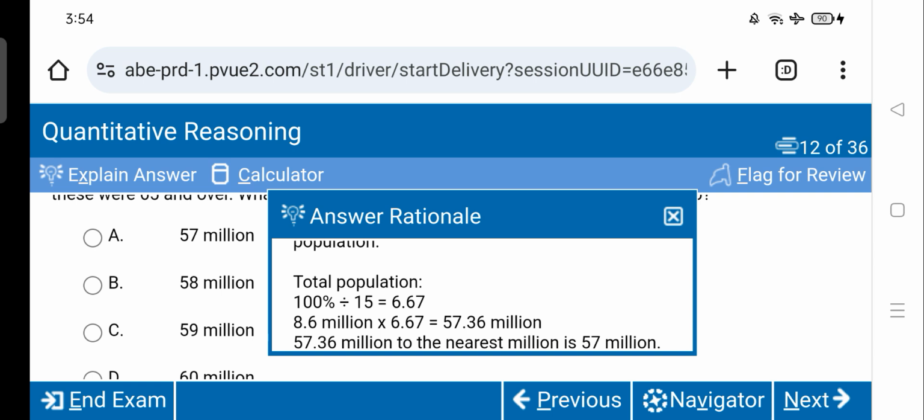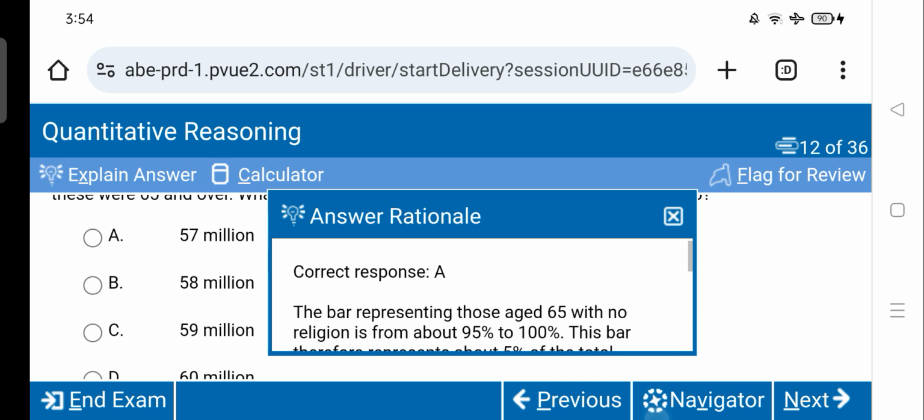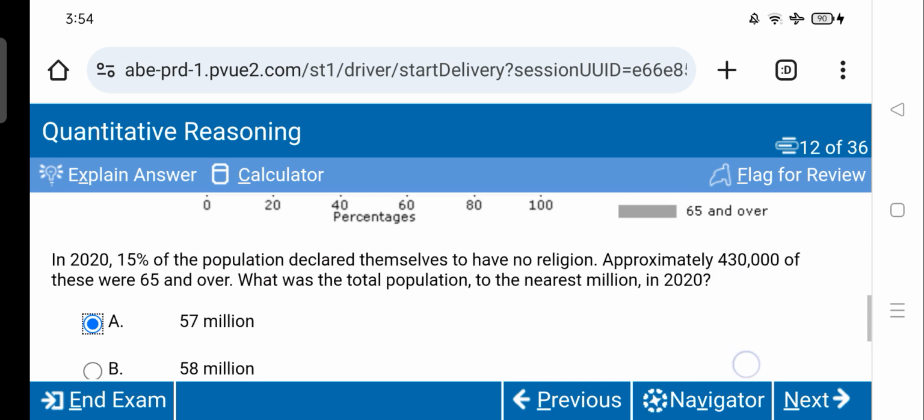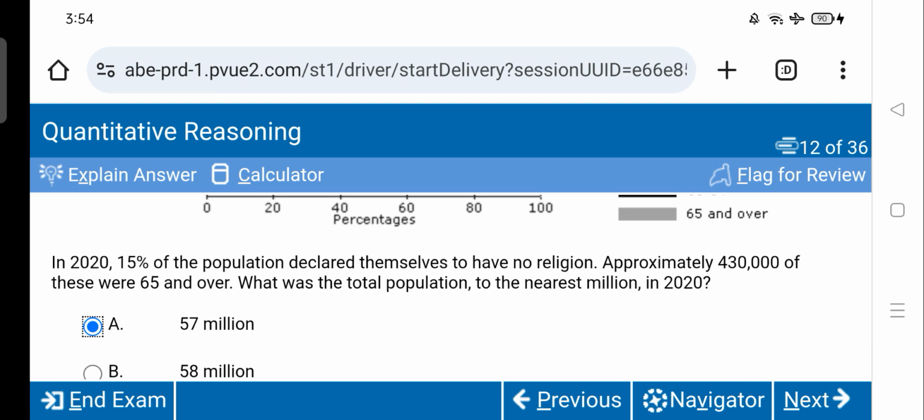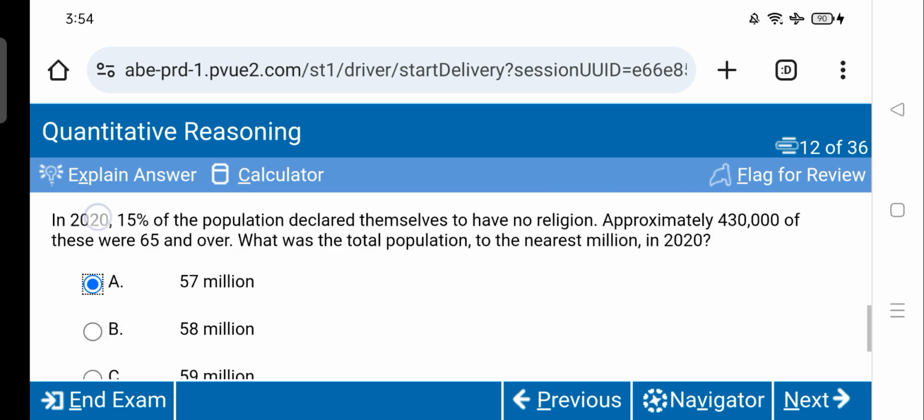So 57.36 million to the nearest million is 57 million. So that's how we have the correct response as option A. 57 million was the total population to the nearest million in 2020.